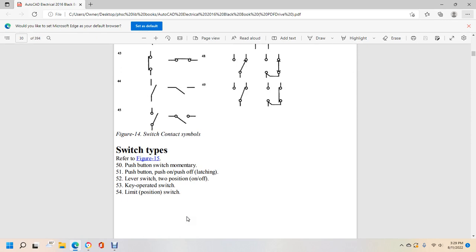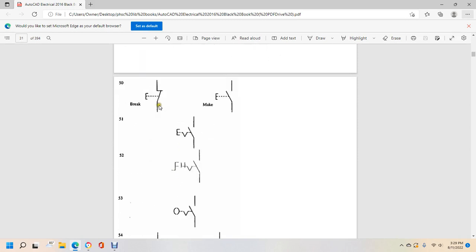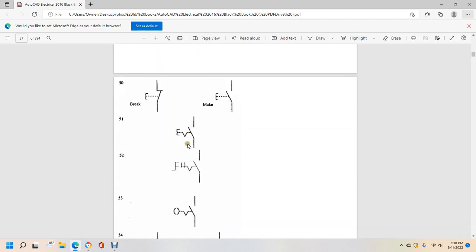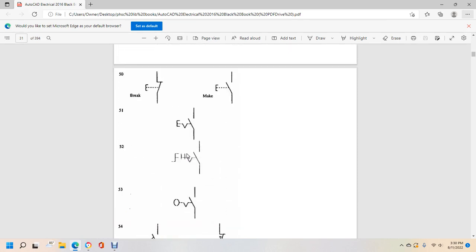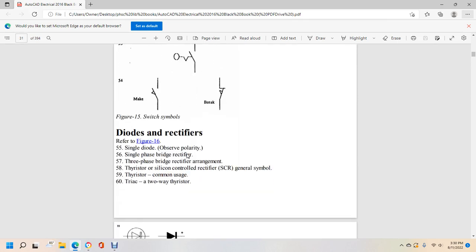Switch types: push button, switch momentary, push button, push on, push off, latching, lever switch, 2 position on and off, key operated switch, limit position switch. It shows the break or make. The 51 is a push button, push off, and then make or break. 51, 52, and 53 key operated lever switches.